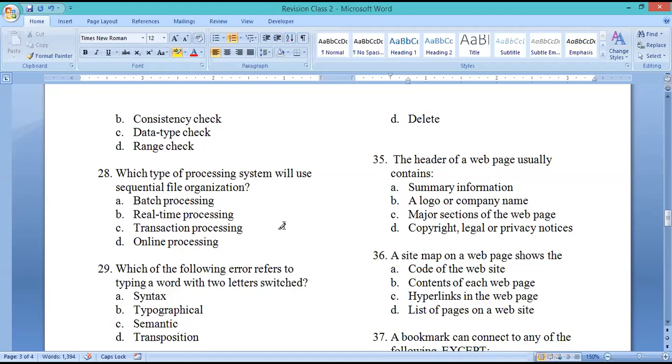Transaction processing now has to do with day-to-day transactions like bank transactions, whether you're withdrawing or lodging money and so on. And online processing is quite similar to real time, because an example could be if you're booking a hotel room online, that would be both online processing and real-time processing. So the question now is which of those would be sequential, and we know sequential goes in order, one by one.